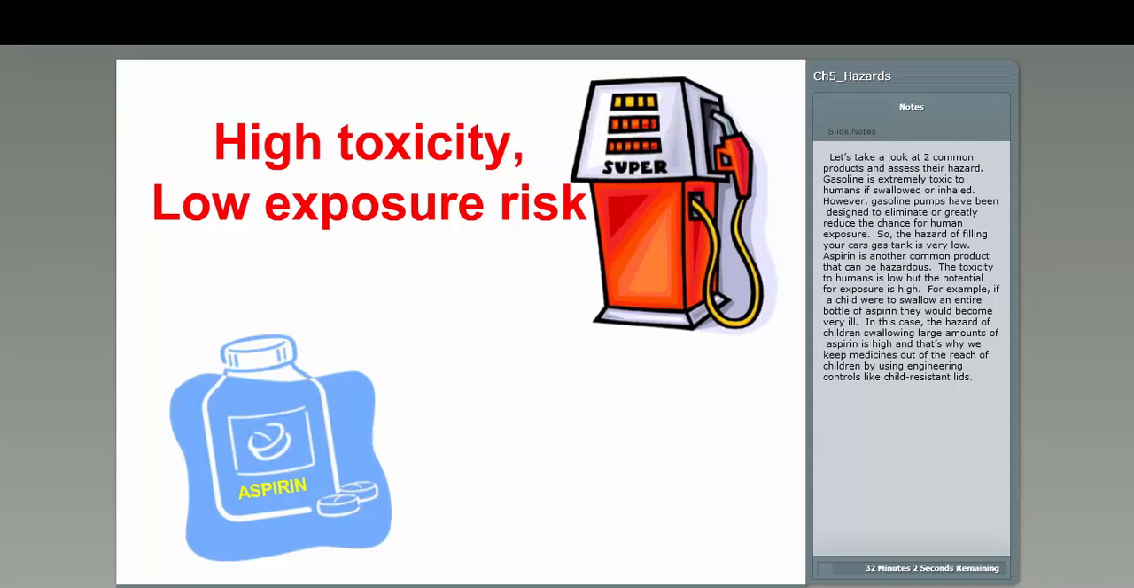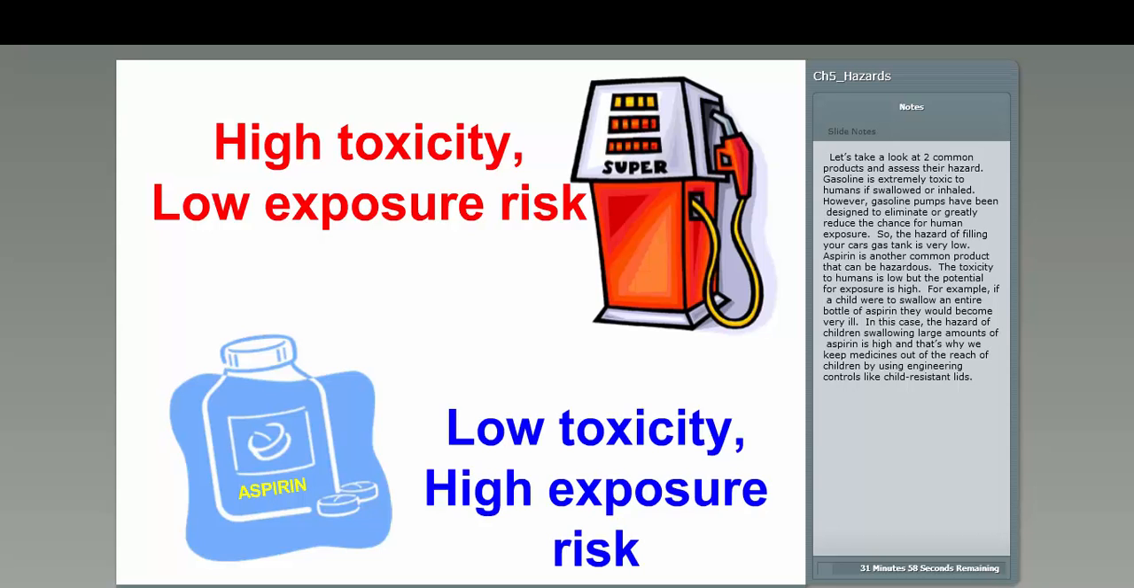Aspirin is another common product that can be hazardous. The toxicity to humans is low, but the potential for exposure is high. For example, if a child were to swallow an entire bottle of aspirin, they would become very ill. In this case, the hazard of children swallowing large amounts of aspirin is high, and that's why we keep medicines out of reach of children by using engineering controls like child-resistant lids.